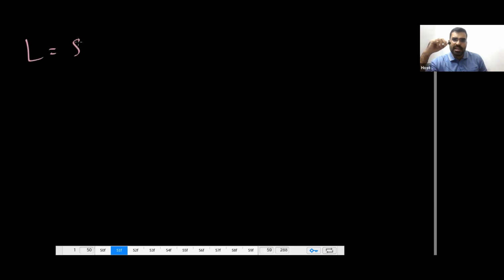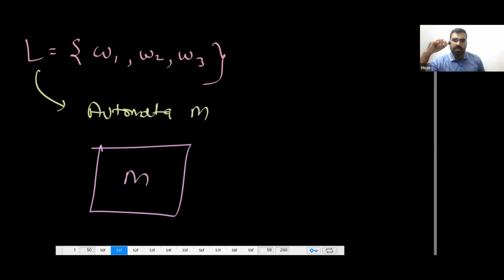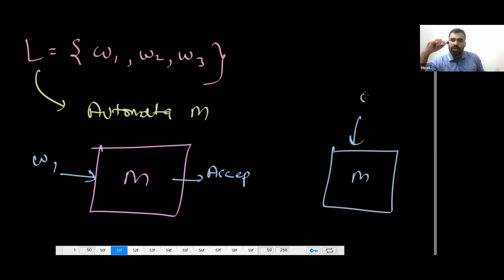For example, if I create an automata for this language, W1, W2, W3, what does it mean? Will it change according to the input? No, it will not change according to the input. It is automatic. You cannot change it. Whatever input you give, it will tell you accept or reject. If you give W1, it will accept. If you give W4, it will reject. You cannot change it according to the particular input. This is the automata for L.